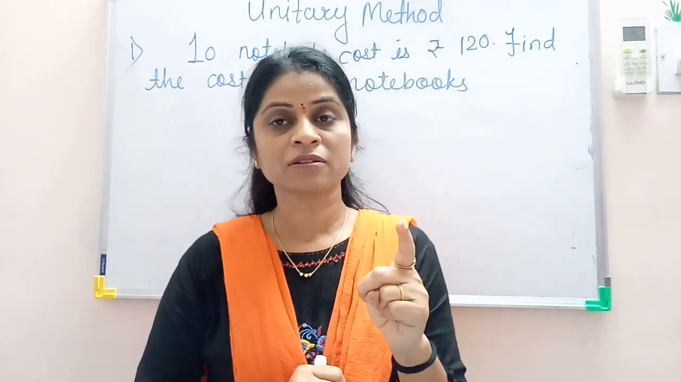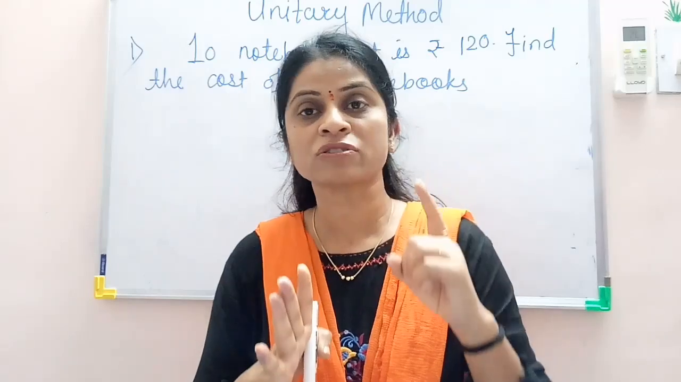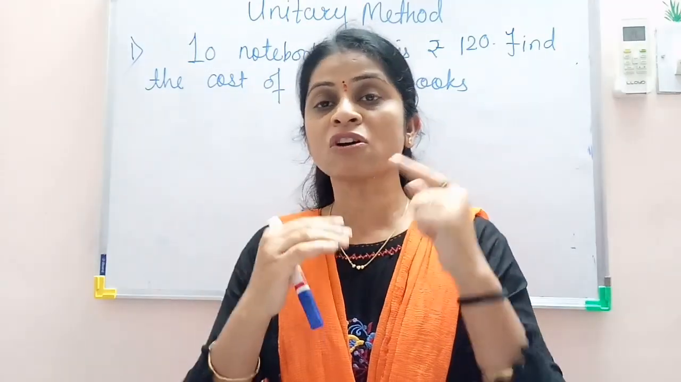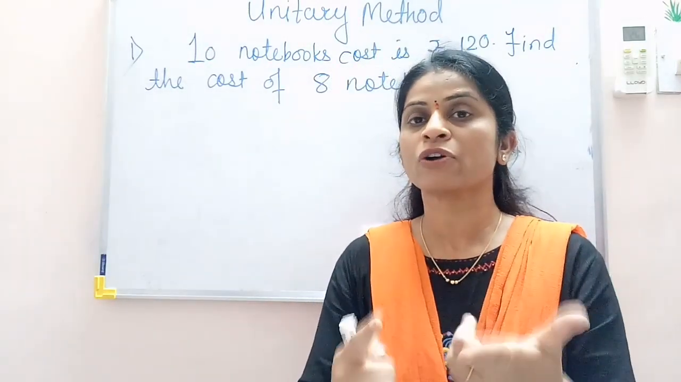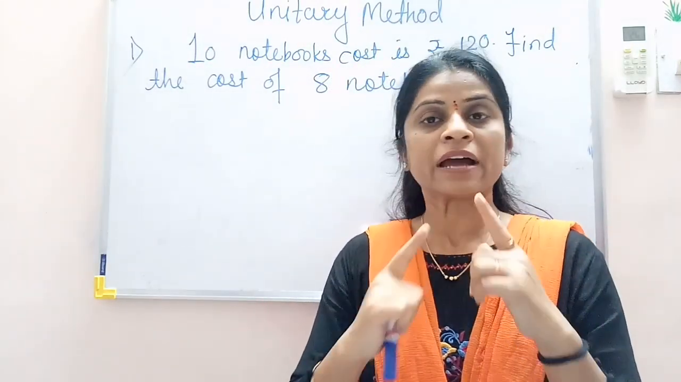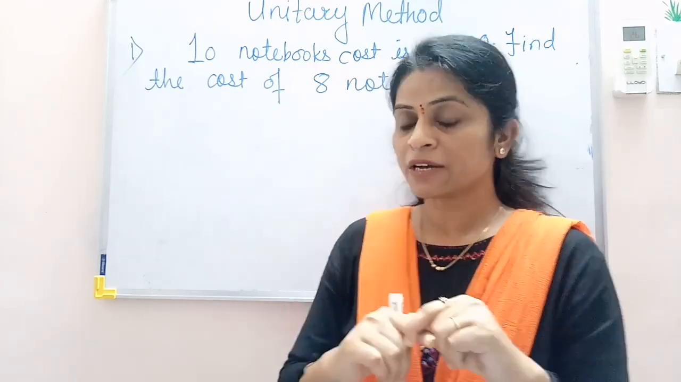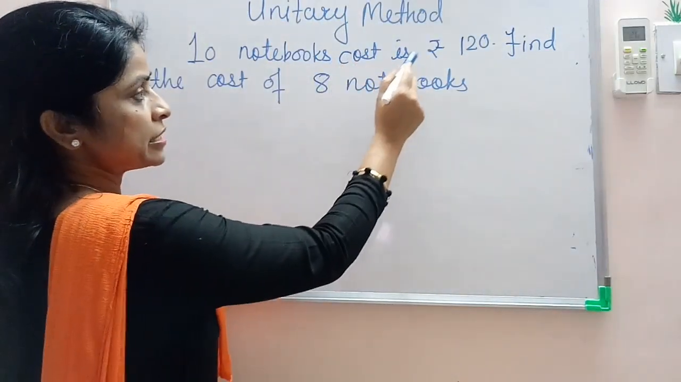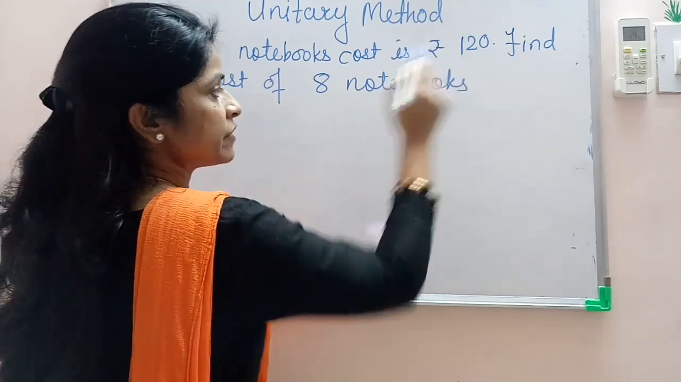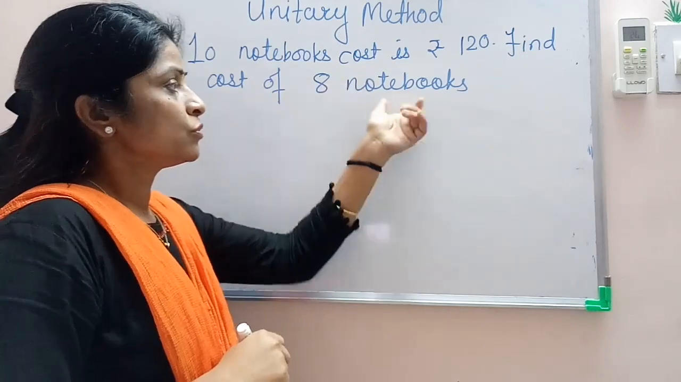In the first, many things are given, the cost of many values are given, you have to find out the cost of 1. After getting the cost of 1, you have to find the many things value. For that you have to multiply that with the cost of 1. So here we can consider one situation, that 10 notebooks cost is rupees 120. Now you have to find out the cost of 8 notebooks.